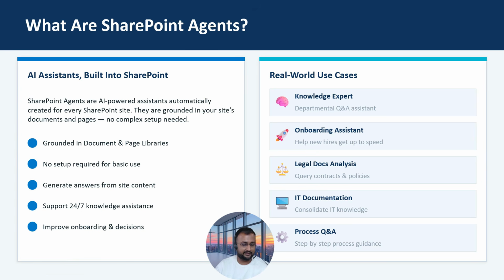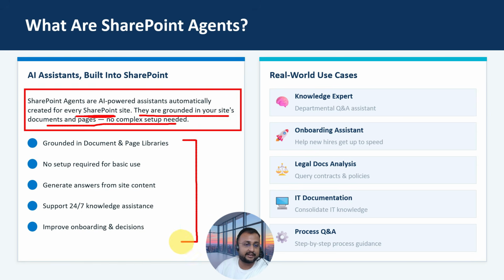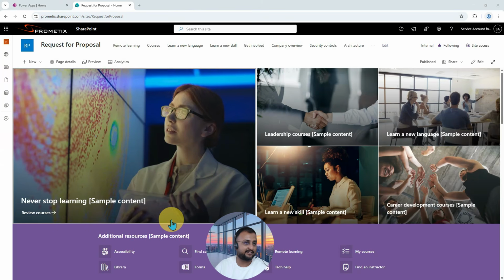SharePoint agents are basically AI powered assistants which are automatically created for each and every SharePoint site if you have an M365 Copilot license. They are grounded in your site's documents and pages, and no complex setup is needed to perform all these activities. So any new SharePoint site that you create with an M365 Copilot license is grounded in document and page libraries, and from your site content it generates answers 24 by 7 for you. Now, what do I mean by that? Let's see it with a practical example so you get a better understanding.